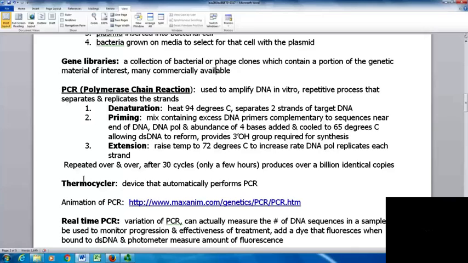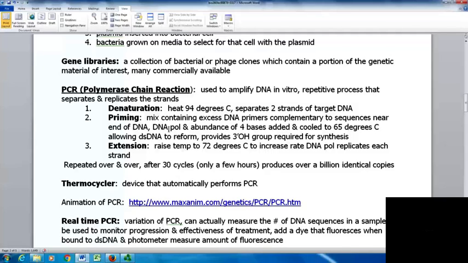During the priming process, you add a mix containing excess DNA primers that are complementary to sequences near the end of the DNA. DNA polymerase and an abundance of the 4 bases are added, and then it's cooled to 65 degrees Celsius, allowing the double-stranded DNA to reform. This will provide a 3' hydroxyl group that's required for synthesis.